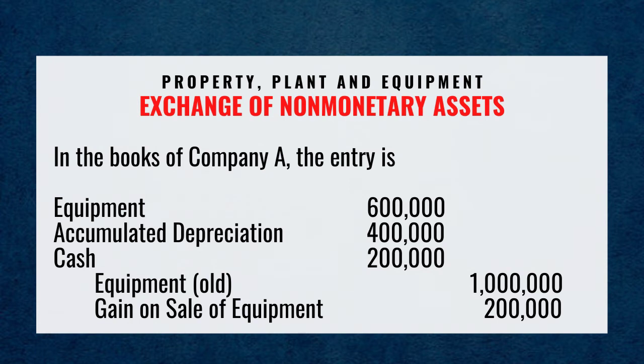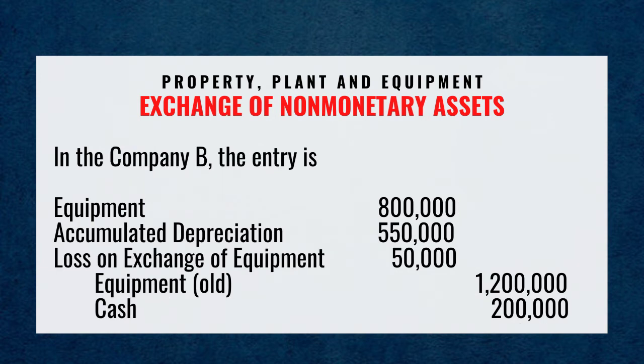In the books of Company A, the entry is: debit equipment new, 600,000 pesos; debit accumulated depreciation, 400,000 pesos; debit cash, 200,000 pesos; credit equipment old, 1 million pesos; credit gain on sale of equipment, 200,000 pesos.